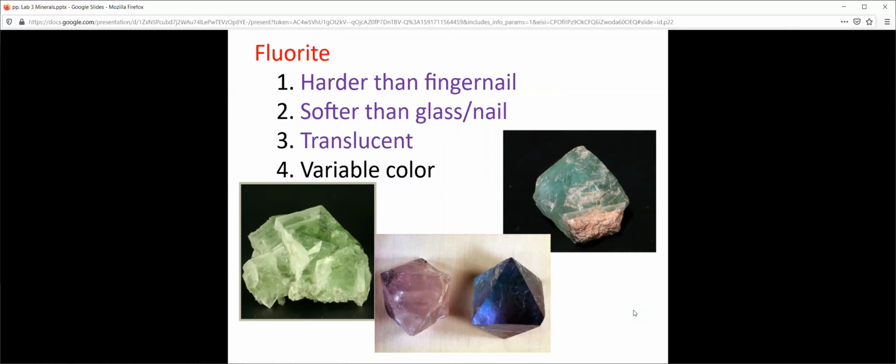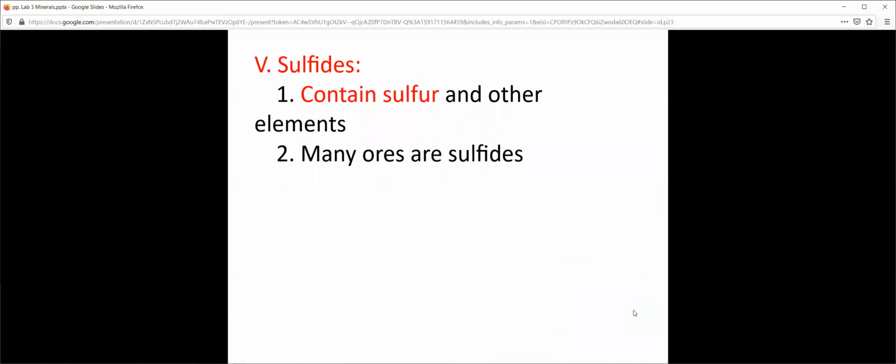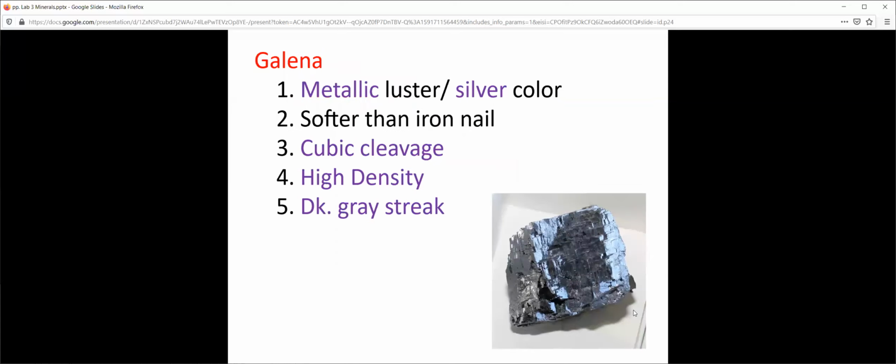But this is also where a lot of fluoride comes from, fluorite, which gives you nice, bright, happy teeth. Sulfides, sulfates, that's a different oxygen count. It's more of a chemistry component. Galena is an example of a sulfide. This is the pristine example of a metallic luster.